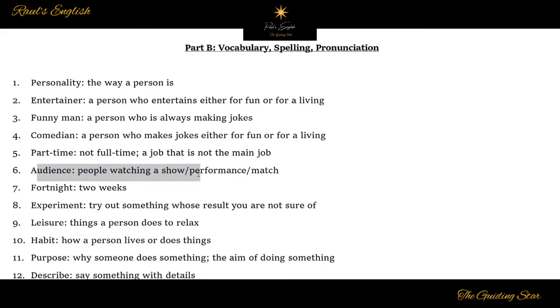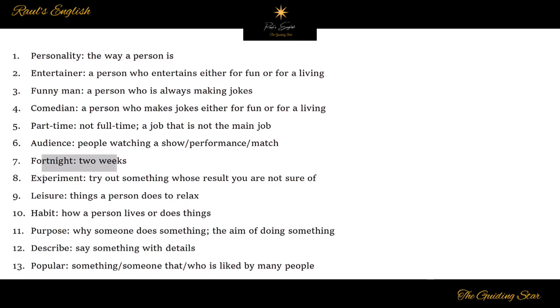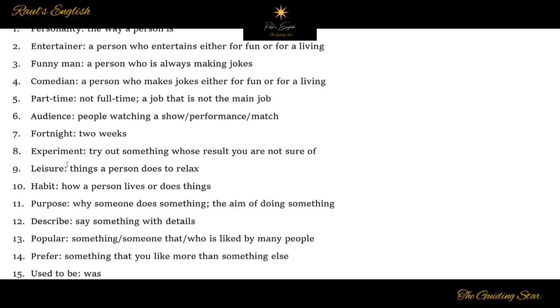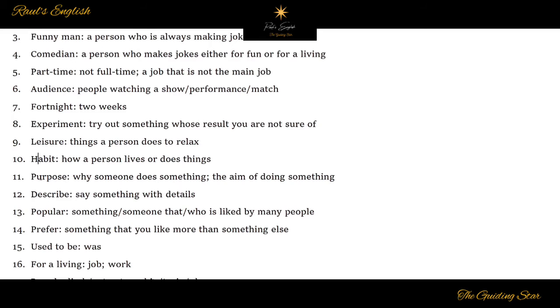Audience is people watching a show, a performance, or a match is known as the audience. Fortnight is 2 weeks. Experiment is try out something whose results you are not sure of. So that is experiment. Verb. Leisure, things a person does to relax, like leisure time, leisure activity. Habit, how a person lives or does things. That is something that they automatically do, is their habit.